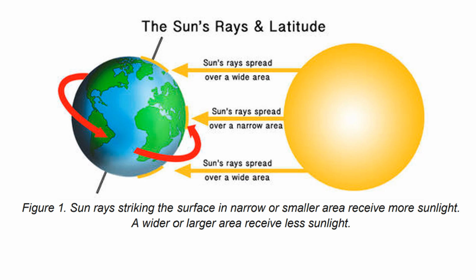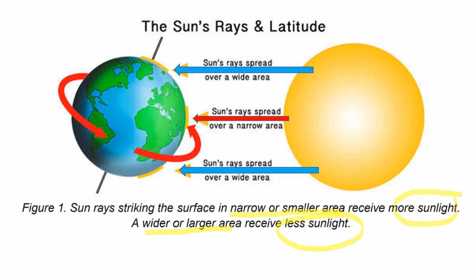Figure 1 shows the sun's rays striking the surface. A narrow or smaller area receives more sunlight, while a wider or larger area receives less sunlight. When the sun's rays strike the Earth's surface near the equator, the incoming solar radiation is more direct or spread over a narrow area. At higher latitudes, the angle of solar radiation is lower, causing energy to be spread over a wide area of the surface and cooler temperatures.